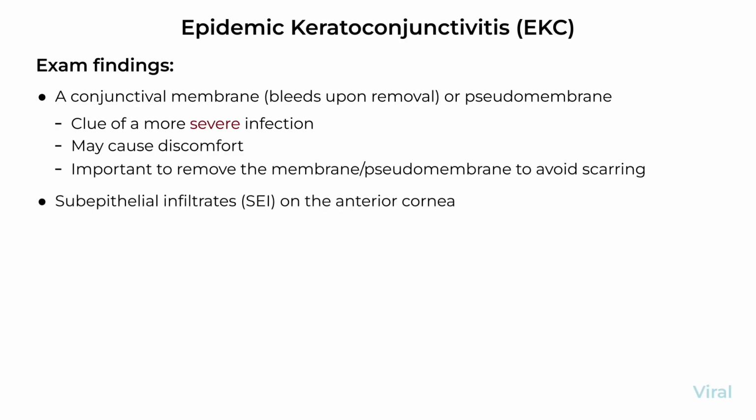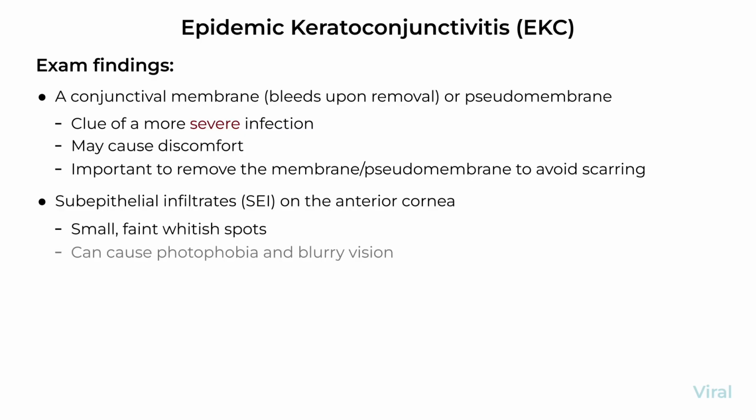There could also be subepithelial infiltrates on the anterior aspect of the cornea. So as mentioned earlier, these are small, faint, whiter spots that can cause photophobia and blurry vision. Both may need a topical steroid, which is recommended to be started by an ophthalmologist, and caution should be used because a steroid can prolong viral shedding.